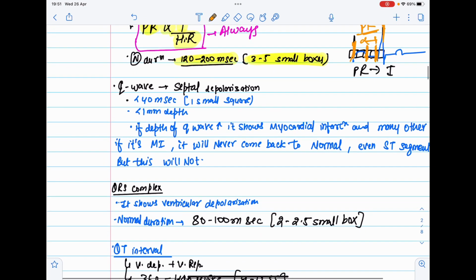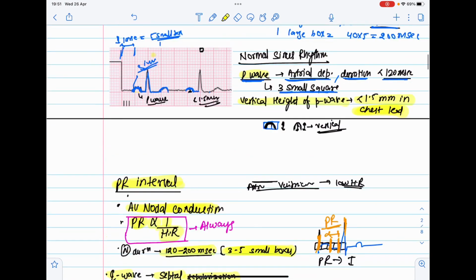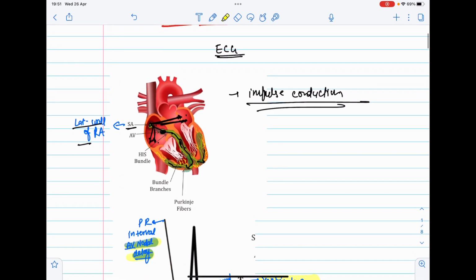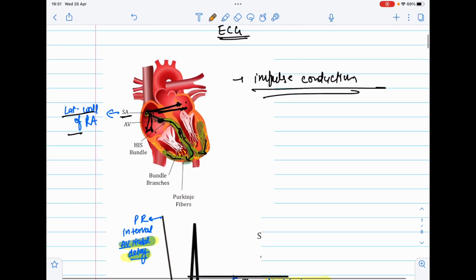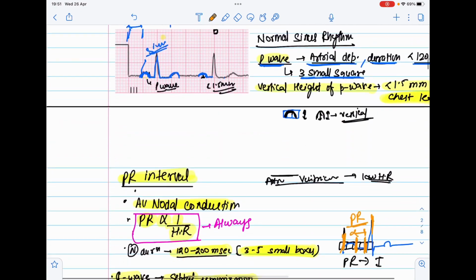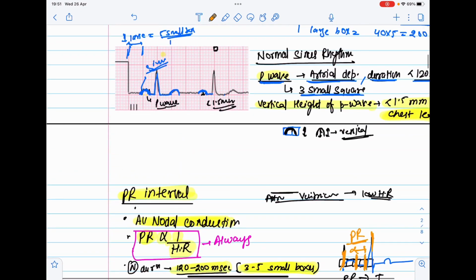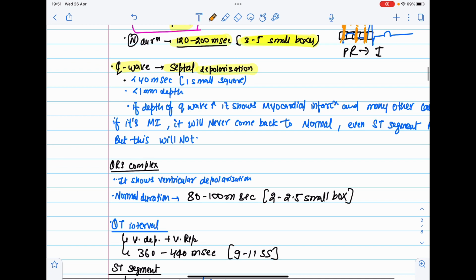Okay, let's go for Q wave. What does Q wave indicate? Q wave indicates septal depolarization. What is this septum? Here we can see this bundle of His, and the bundle of His is divided into right and left. So this is the septum. And the depolarization taking place here represents Q wave.